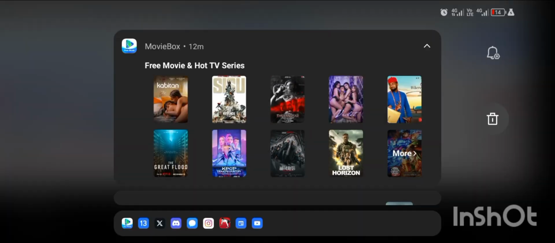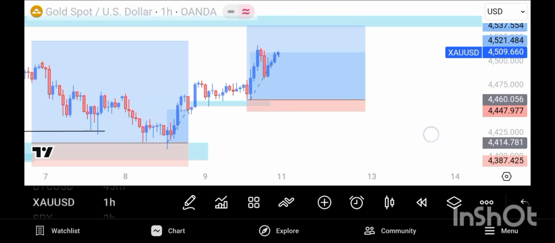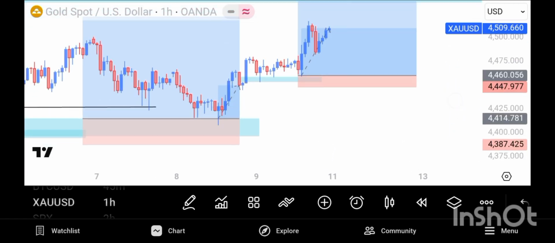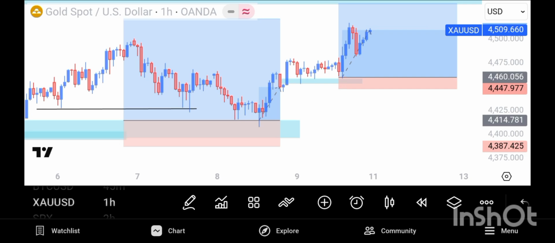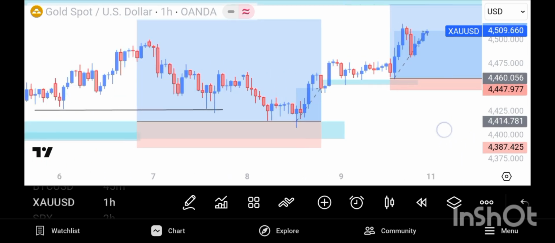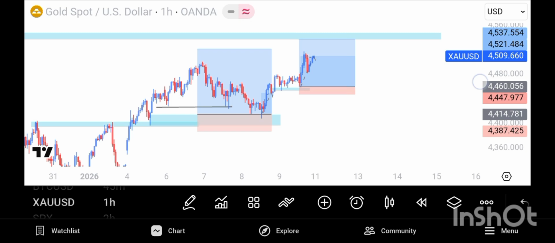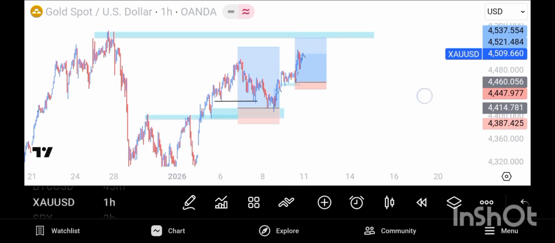You can just use this as a direction to know what you are going to do this coming week, so that you don't take stupid trades. This is just a simple analysis. All you need to do is to know the direction and you are good to go.